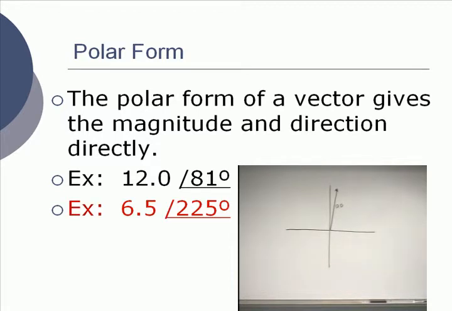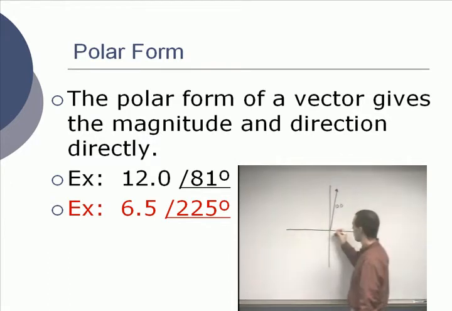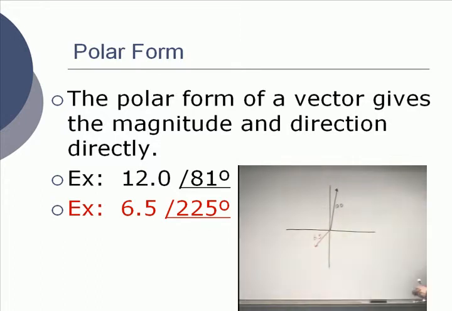Okay, or 6.5 at 225 degrees. 0, 90, 180, 225 is going to be down in the third quadrant. The magnitude here is 6.5, so it's going to be just longer than about half the length of that. Again, we're doing rough sketches here. We don't need to be exact, but 6.5 at 225 degrees.